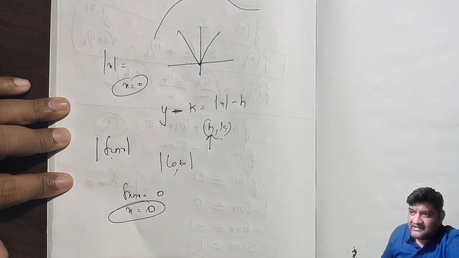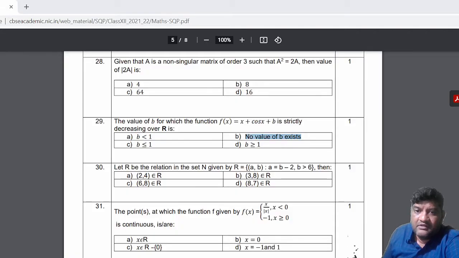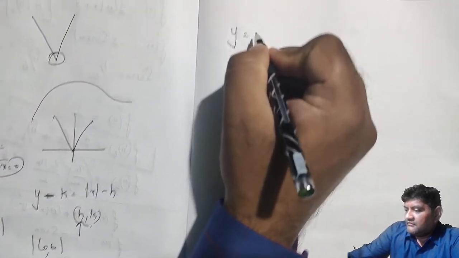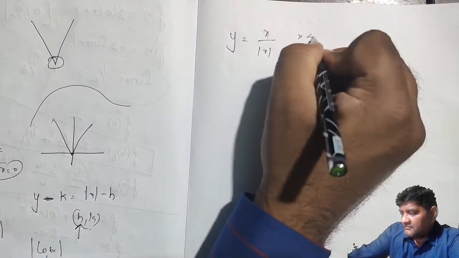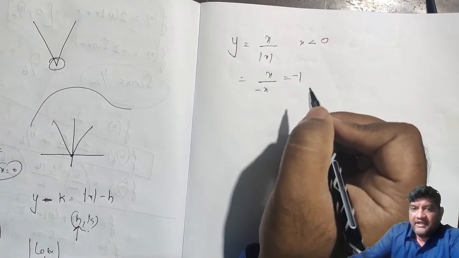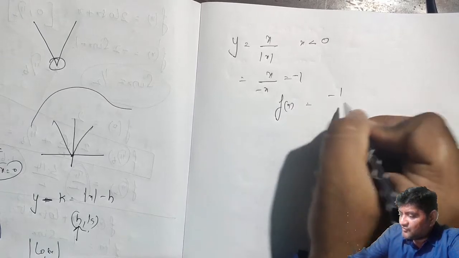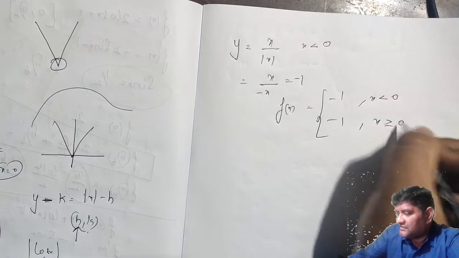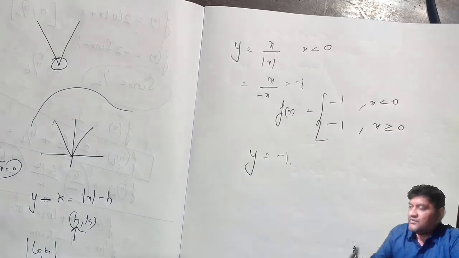Whereas in this particular question, it's a piecewise function given to you, where you really have to understand this: x by mod x, when x is less than 1, is what is given to you. And therefore, if I try to solve this, then I'm going to get minus 1. And therefore, the piecewise function f of x is going to be minus 1 on both sides, when x is less than or equal to 0 and x is greater than or equal to 0. Basically, the function is y is equal to minus 1.